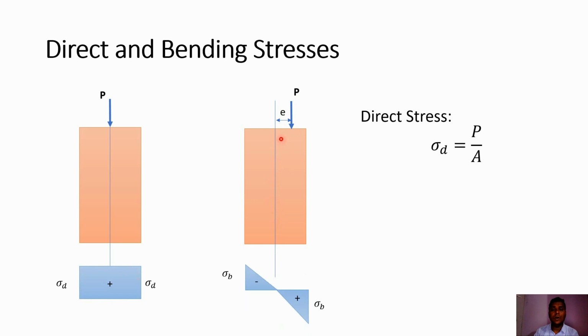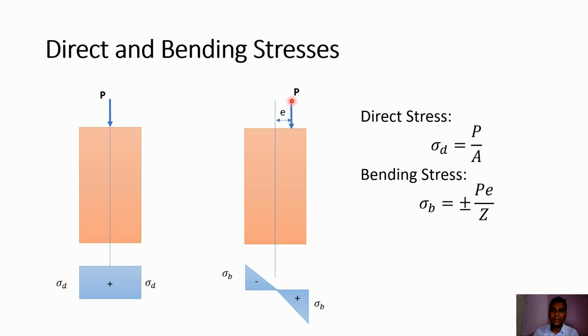In this case, the column tends to buckle, and both direct stress and bending stresses are developed. Direct stress will be equal to P upon A, as we discussed in the previous case. At the same time, the next type of stress developed is bending stress, which happens because of the buckling of this column, due to the eccentricity of this load. Here sigma b will be equal to plus or minus P e upon Z. Plus is used for compressive stress, minus is used for tensile stress.